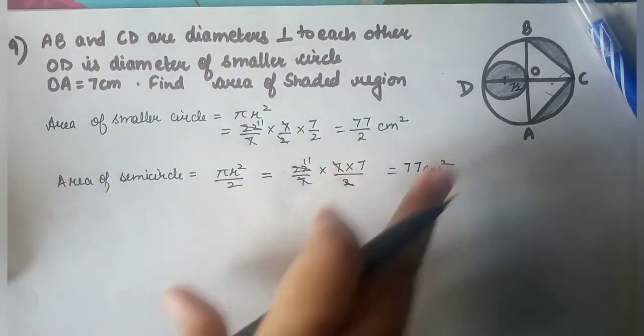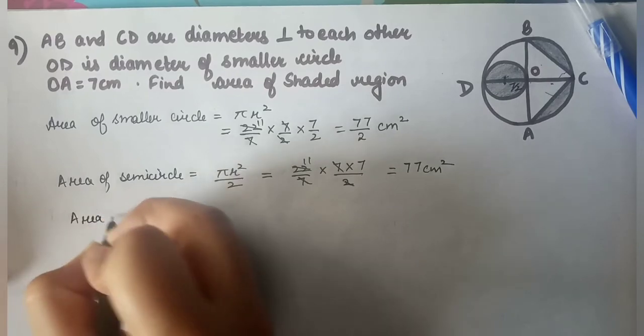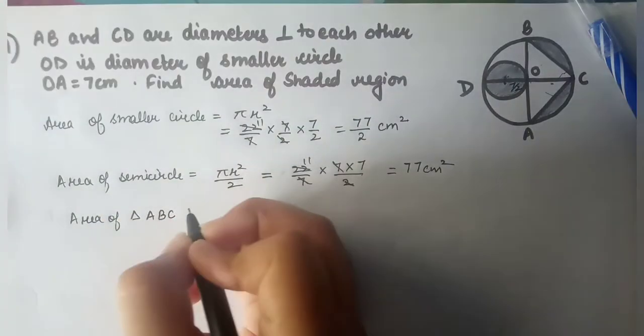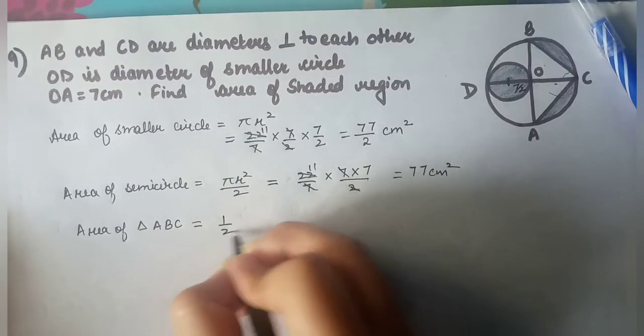Now you know the area of the semicircle. Now find out the area of the triangle. Area of triangle ABC, it is half into base into height.